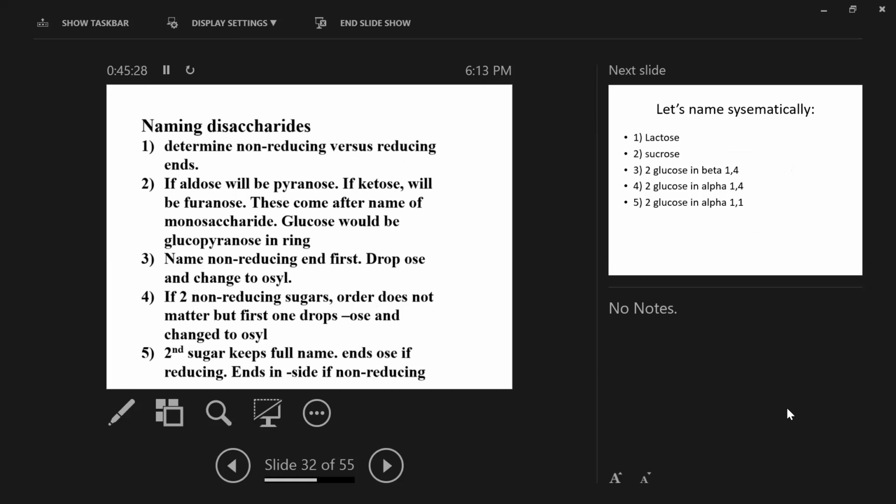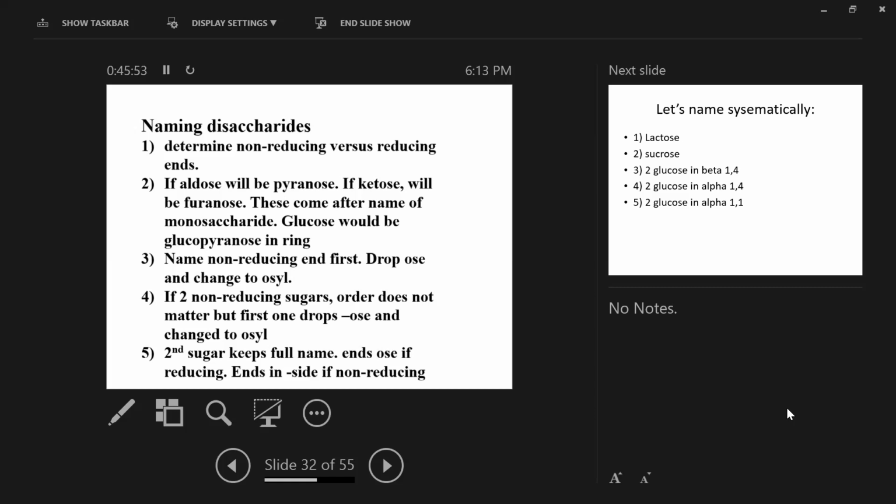So you won't find it in the book, at least in my notes for this, so if you have questions, ask. First of all, when you have a disaccharide, we're only going to name disaccharides like this. You have to determine which end's the non-reducing end versus the reducing end. So you have to determine that, or you have to determine if both are non-reducing, like sucrose.